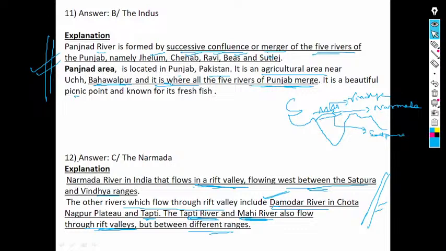If I say mainly the Narmada river flows in the Rift Valley, it is not only the Narmada that flows in the Rift Valley. There are other rivers also along with the Narmada. For example, I would say the Godavari is also on a Rift Valley, and the Damodar is also on a Rift Valley, but mainly this is prominent.